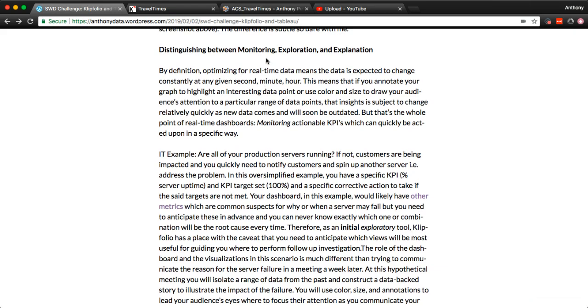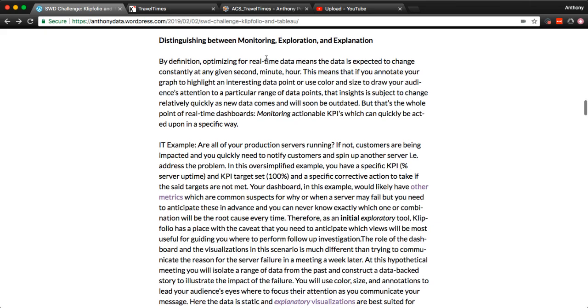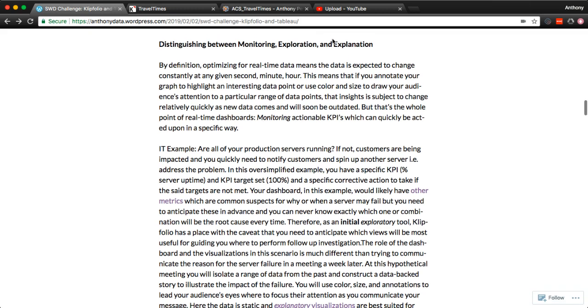So the objective there, and the tools that you would really need to build something that is strictly for monitoring, is going to be different and require less functionality than, say, exploration and perhaps even explanation, right? These latter two categories of dashboard objectives are going to require filtering, being able to be highly interactive for sure.